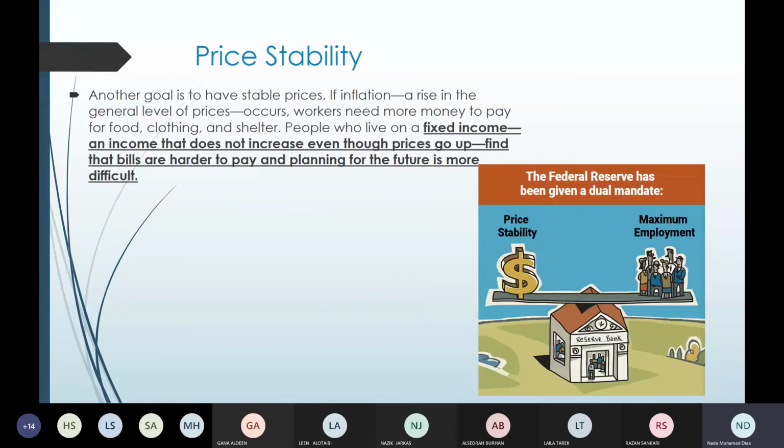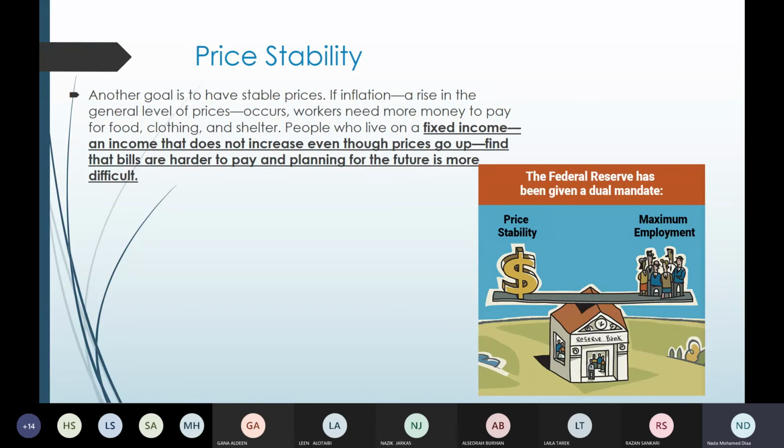Then price stability. Wow, wonderful. An economic system that knows how to keep the price of its products and goods stable is a successful economic system. So I will not wake up in the morning to find, I want to buy milk. The milk was 10 riyals today. Tomorrow the milk is 20 riyals. What is that? It is not a stable economic system. This is a bad economic system.